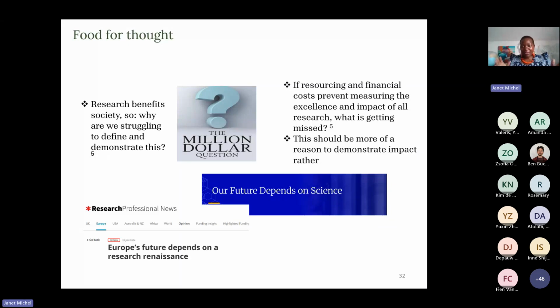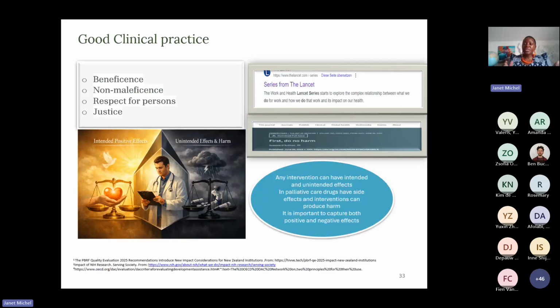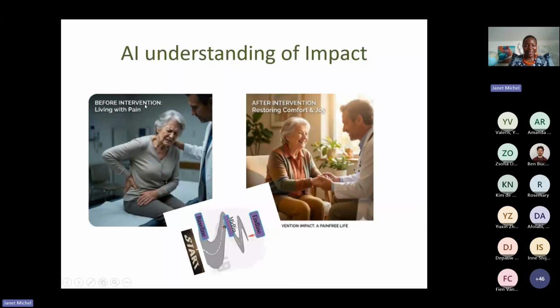It's very much so. Asking for impact evidence is very much in line with good clinical practice, something that we all do as researchers because we want to make sure that we do good, we cause no harm, and we want to ensure justice. And I asked AI, what would impact look like in palliative care, and really AI got it. There is a before. We really see what the situation is like before the intervention, and then you see the situation, what it is like after the intervention. You can see the difference that this intervention has made in this person's life.